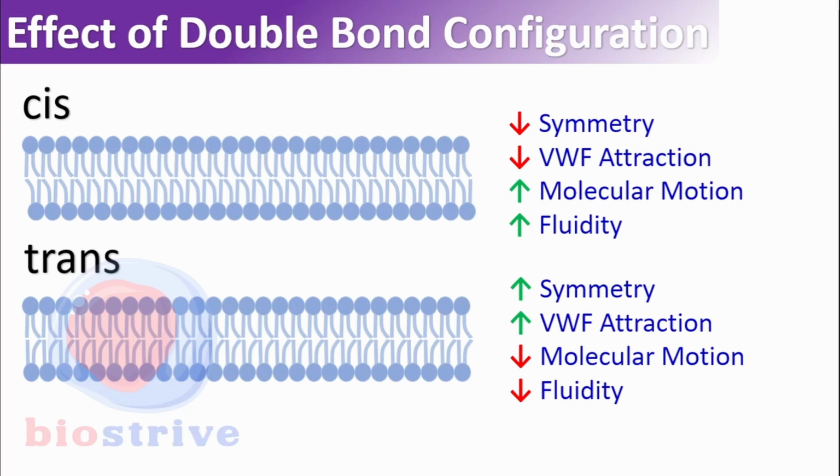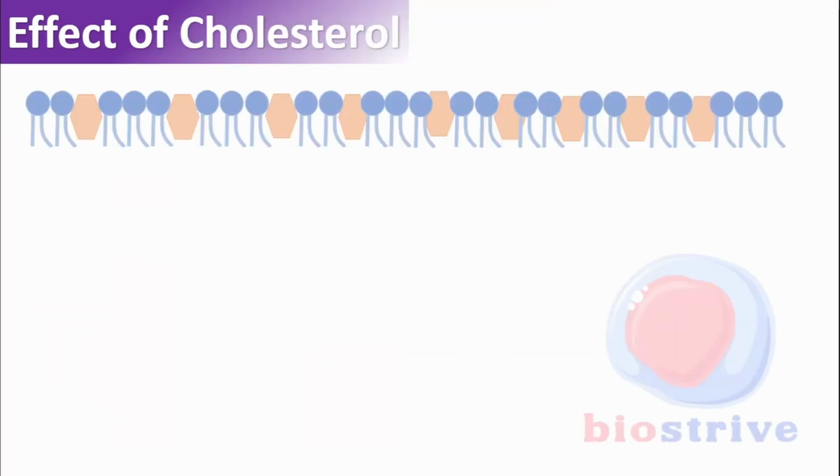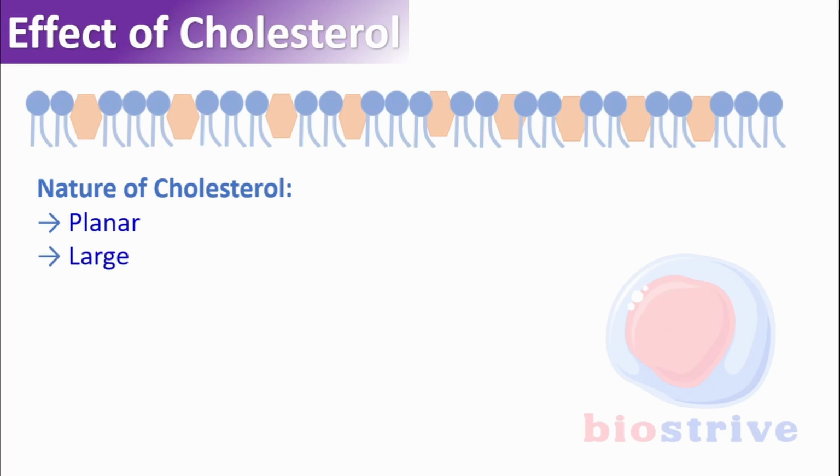So the cis double bond increases the fluidity and the trans double bond decreases the fluidity. All right. What is the effect of cholesterol? So cholesterol is a type of planar molecule which is present in between these phospholipids. All right, it is a planar molecule. It is a very large molecule having multiple ring-like structures, aromatic structures. And cholesterol is a rigid molecule.